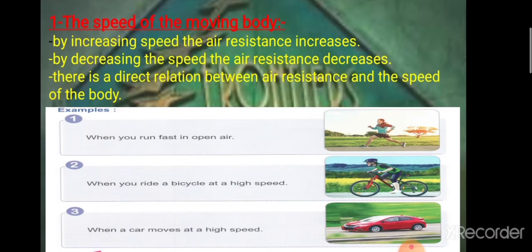Okay, first let's start with the speed. Like I told you before, if you are moving in the car and you put your hand outside, if the car moves slowly, you will feel that the air resistance is low. But if the car moves fast, the air will push your hands more, so the air resistance will be more. So as the speed increases, the air resistance will increase. Again, as the speed increases, the air resistance increases.